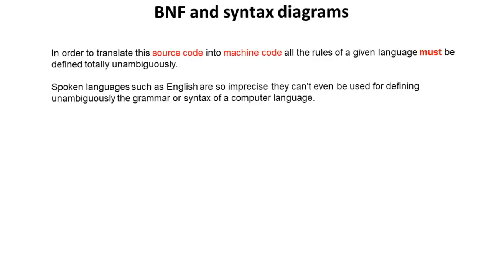In order to translate source code into machine code, all the rules of a given language must be defined totally unambiguously. Spoken languages, such as English, are so imprecise we can't even use them for defining unambiguously the grammar or syntax of a computer language.